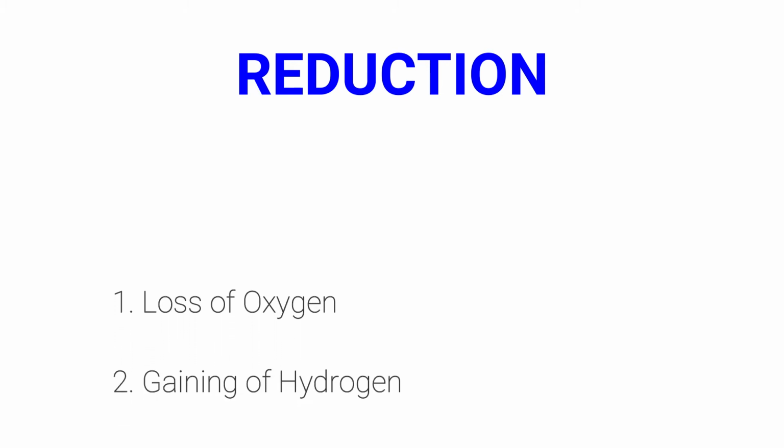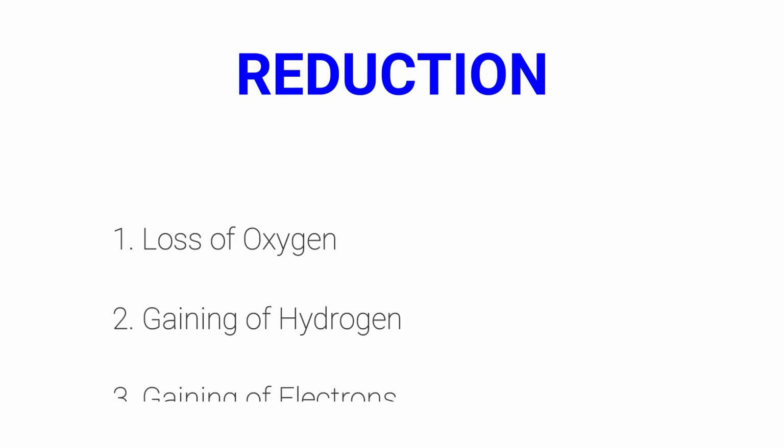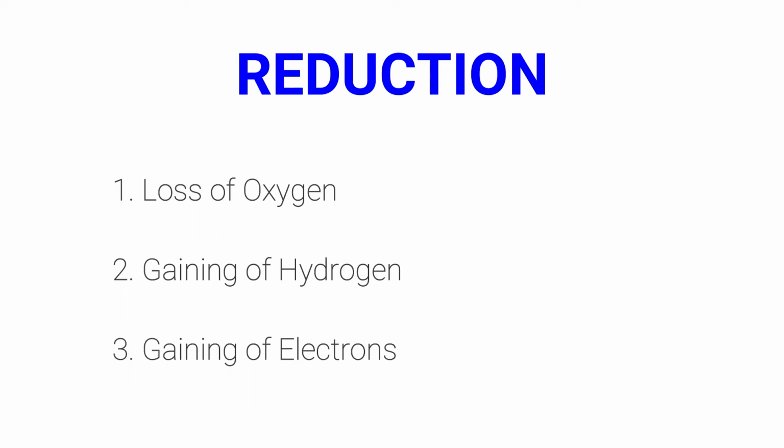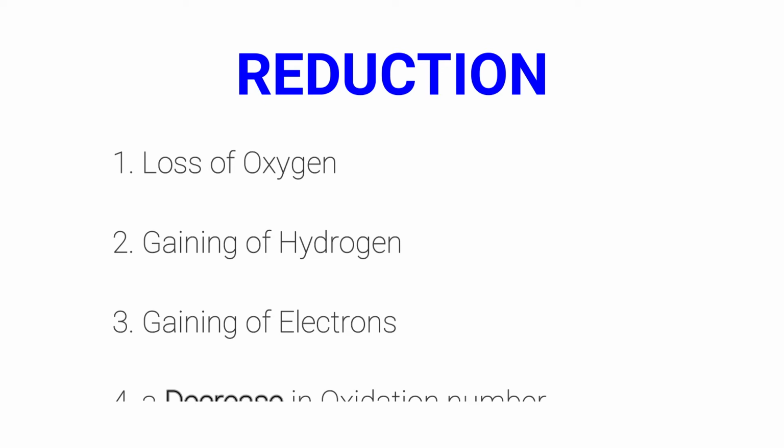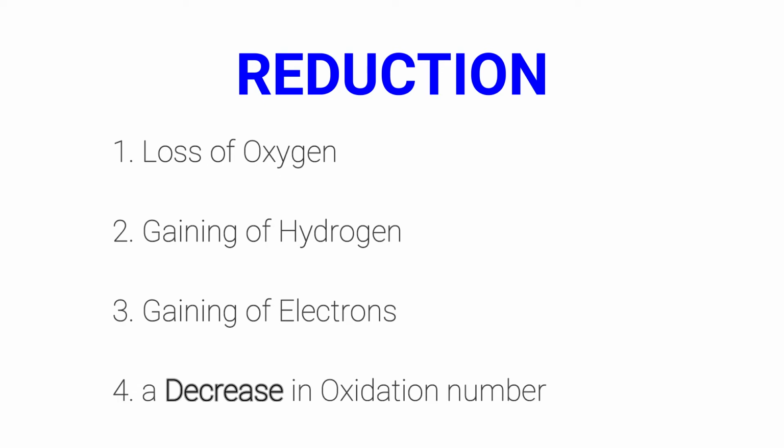Now, let us look at reduction. Reduction can be defined as the loss of oxygen. Reduction can be defined as the gaining of hydrogen. Reduction can also be defined as the gaining of electrons. And also, reduction can be defined as a decrease in the oxidation number of that particular element.